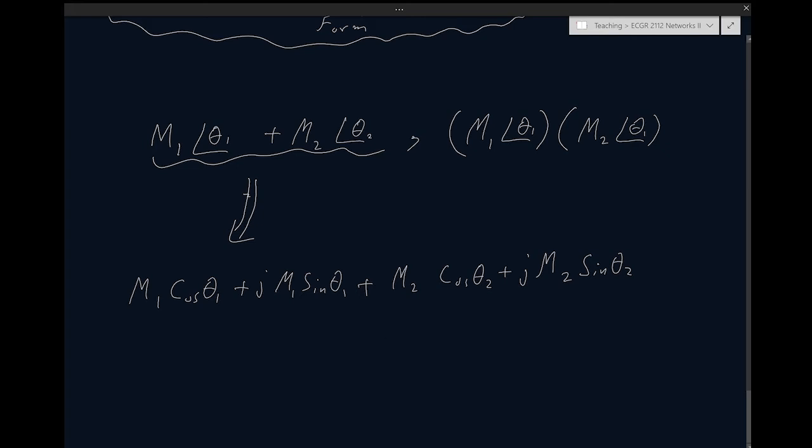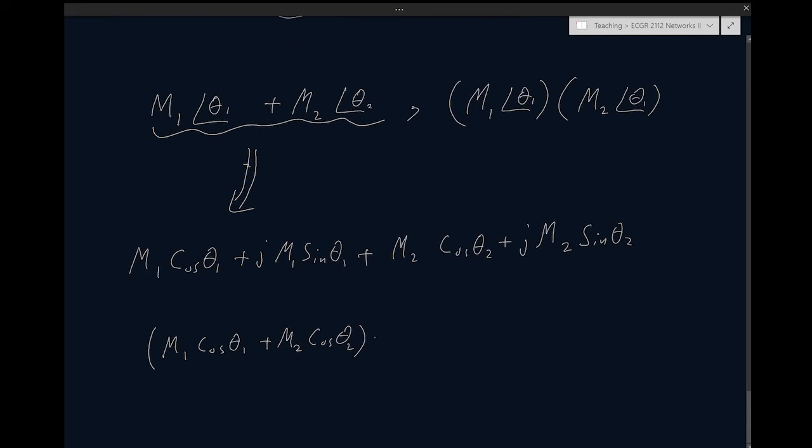Now I collect the terms. I can utilize the distributive property, the commutative property, all of that. I collect the real parts separately and the imaginary parts separately, and I end up with m1 cosine theta 1 plus m2 cosine theta 2. Notice that addition is not as straightforward now. In the rectangular representation, addition was just the addition of the different components: add the real parts, add the imaginary parts, and you're done. In polar representation, you don't just add the parts and you're done. You have to do this more complicated thing.